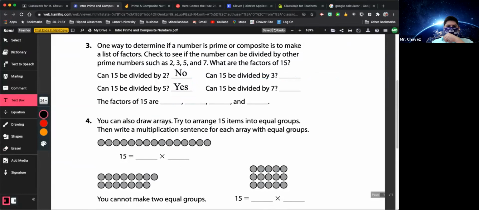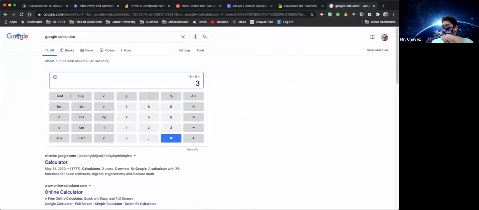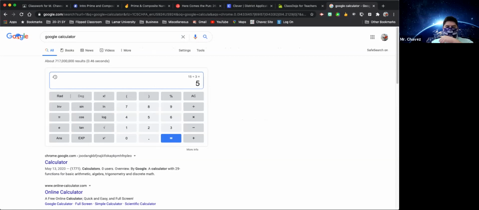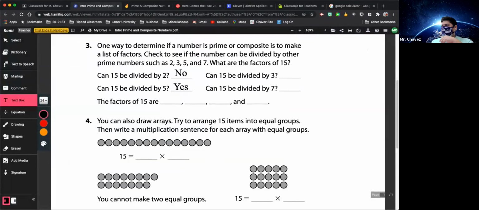Remember, you got to learn how to use your tools that you guys have available to you. Right here, this one. Can 15 be divided by 3? Yes or no? Yes. Well, look here. Try it in your calculator. 15 divided by 3. Yes, it can. It's 5, right? So I have a whole number. So here, I'm going to put yes, it can.